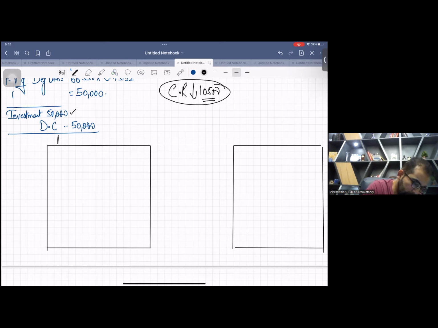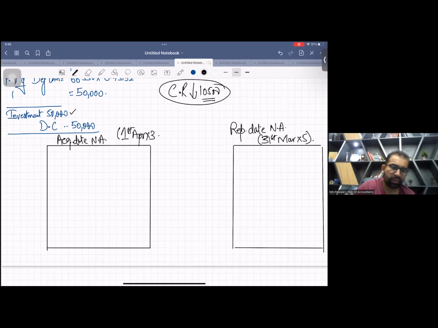Now your acquisition date net assets. This is 1st of April X3, students. Now this is your reporting date net assets. This is 31st of March X5, right? Okay.